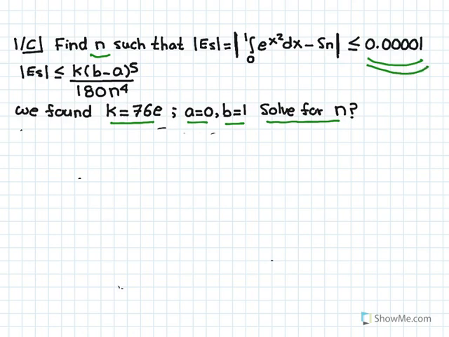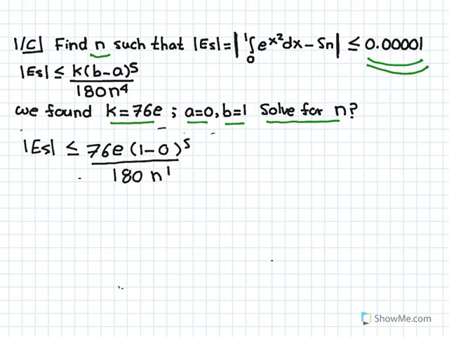So let's do that. The error is less than or equal to 76e times 1 minus 0 to the power of 5 divided by 180 n to the fourth. We don't know what n is. We have to solve for it. We're going to make this error less than or equal to 0.00001, four zeros and a 1. And our goal is to solve for n.